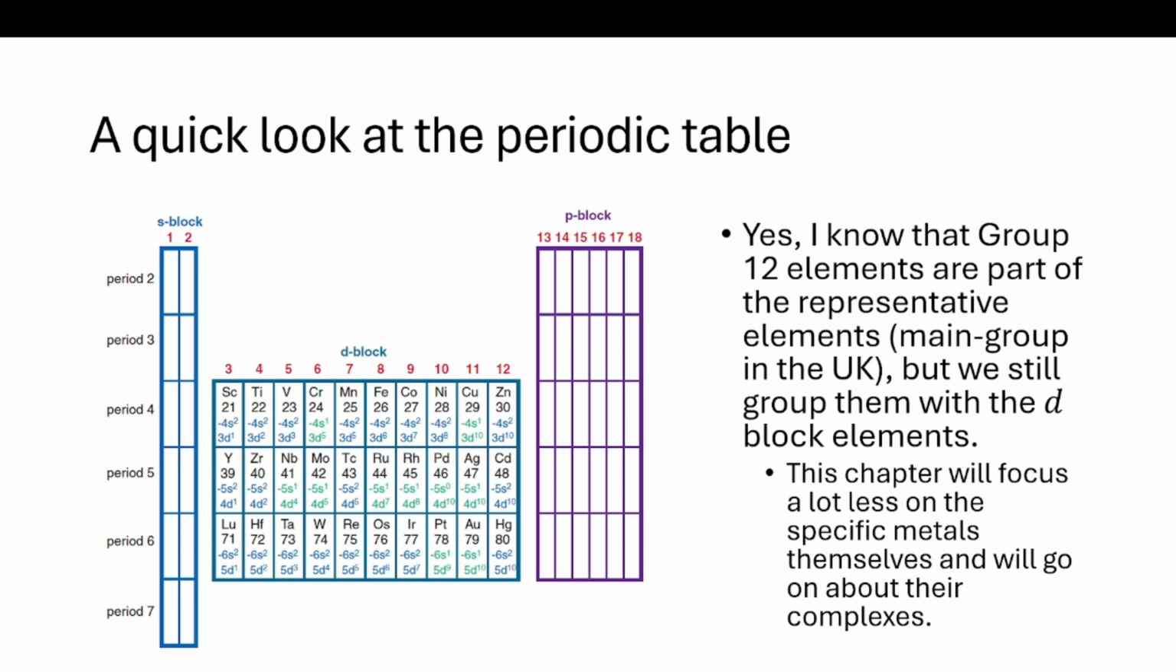Now, here's what I like about this chapter. Compared to the last chapter, I went over the main group elements and how they can form a multitude of compounds, which, don't get me wrong, is pretty cool, but it does get boring at times. And so this chapter will go more about those specific complexes rather than just the elements on their own.